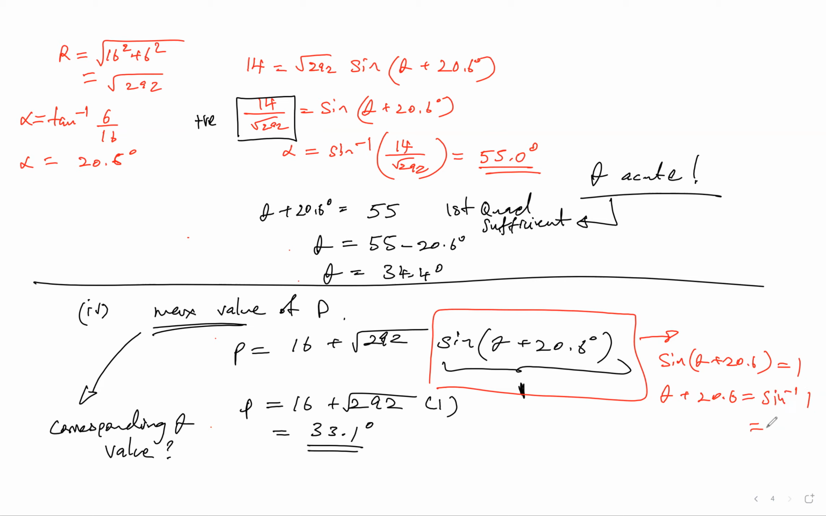When do you get sine inverse 1? When you get 90 degrees, right? That's your highest point, correct or not? Do you understand or not, guys? So theta is equal to 90 minus 20.6, which is equal to 69.4.